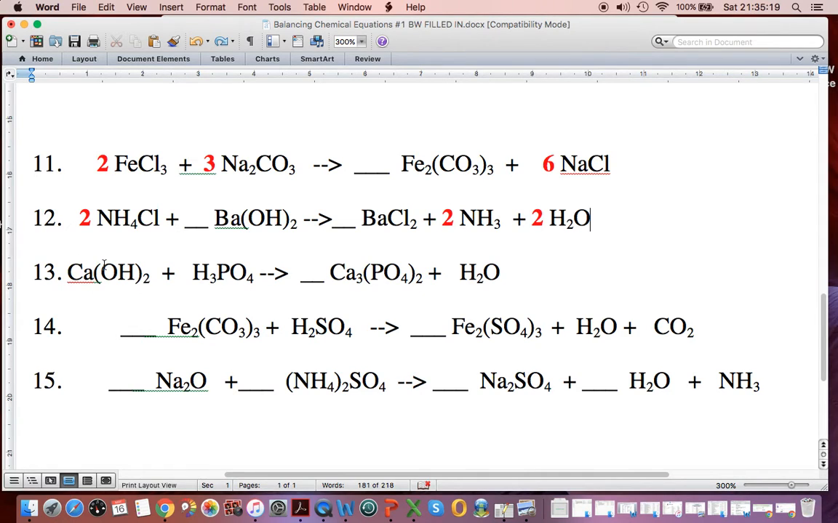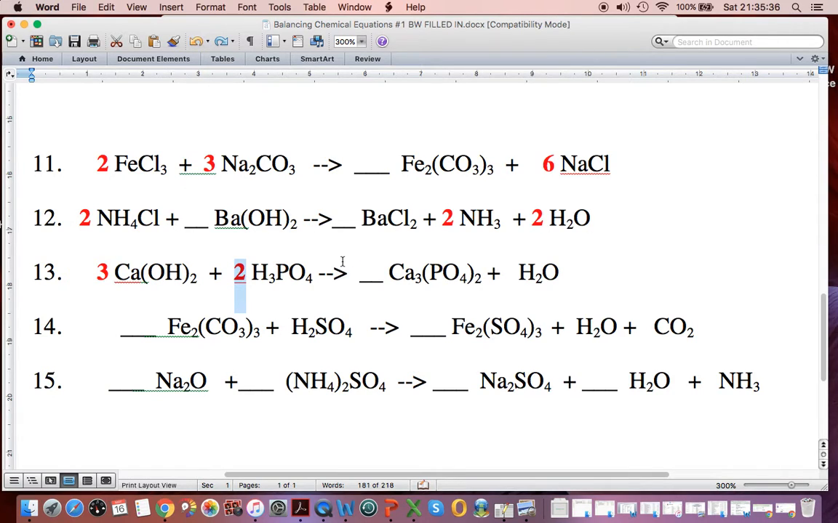Next one is neutralization. There's our base. There's our acid. And in this case, it's fairly straightforward. I see I have 3 calciums there. So I know I'm going to have to put a 3 here to balance that out. I have 2 phosphorus here, so I'm going to have to put a 2 in there. So that's what I do. So I balanced out the calcium, now I balanced out the phosphorus.